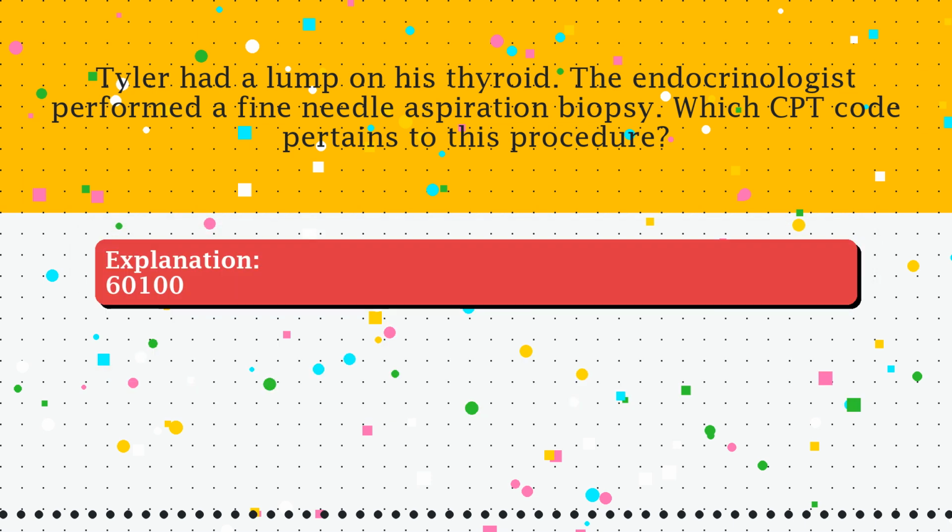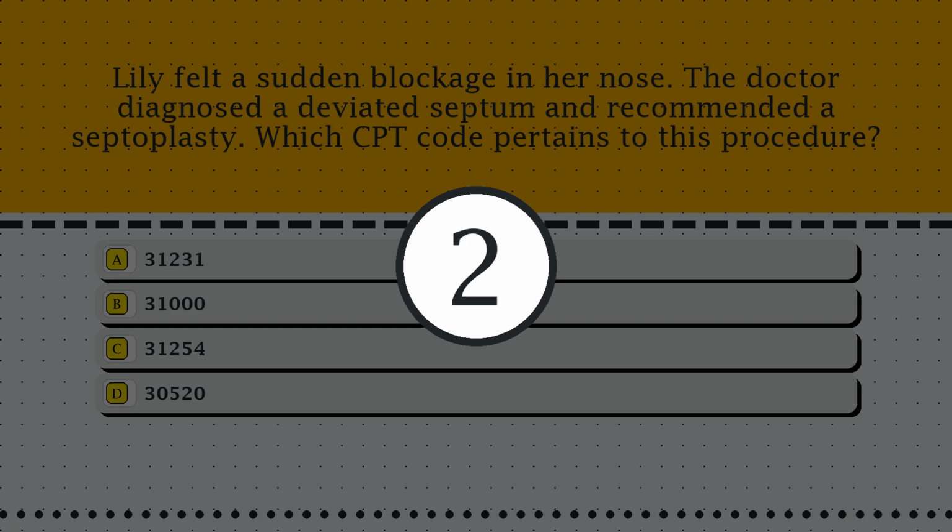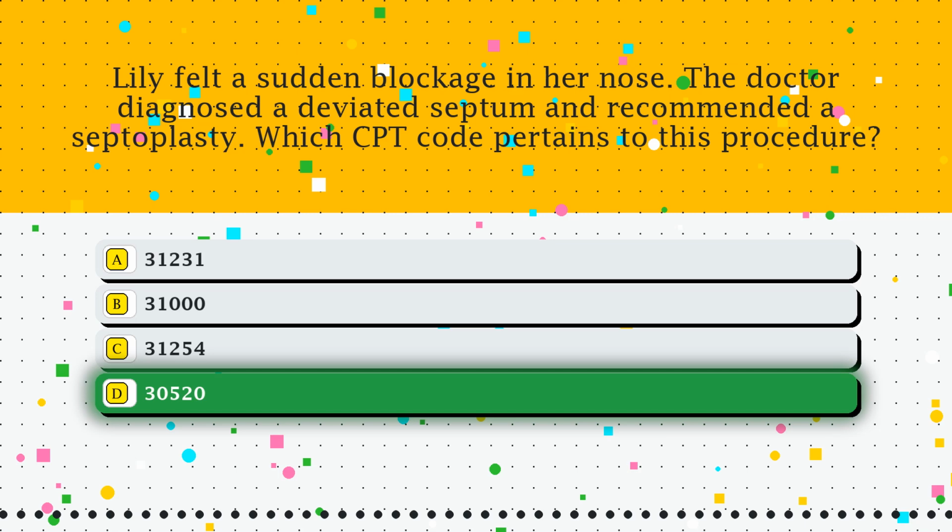Question 289. Lily felt a sudden blockage in her nose. The doctor diagnosed a deviated septum and recommended a septoplasty. Which CPT code pertains to this procedure? Option A, 31,231. Option B, 31,000. Option C, 31,254. Option D, 30,520. The correct answer is option D, 30,520.